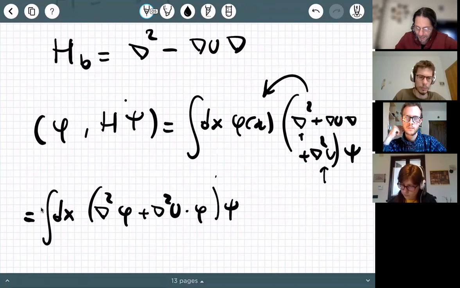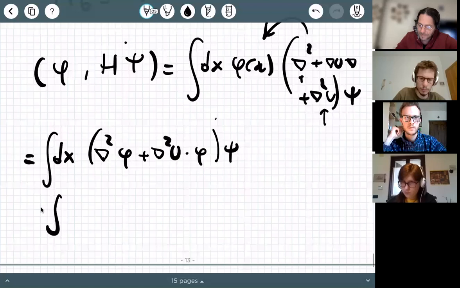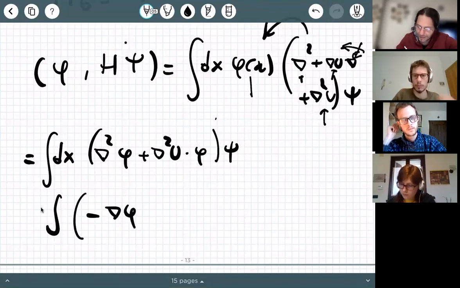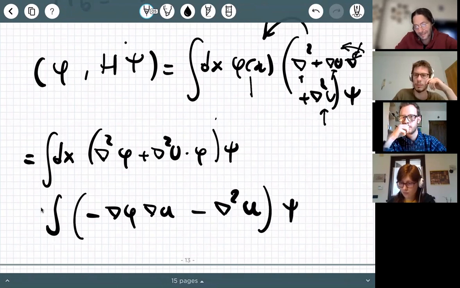And psi. Now I'm left with treating by part this term here. But now when this acts on this side, it acts on this and on this. So I will pick up a negative gradient of psi, gradient of u, because the integration by part will pick up a negative sign. But I will also pick up a negative second derivative of u times psi. And the two things add. And now you got it.